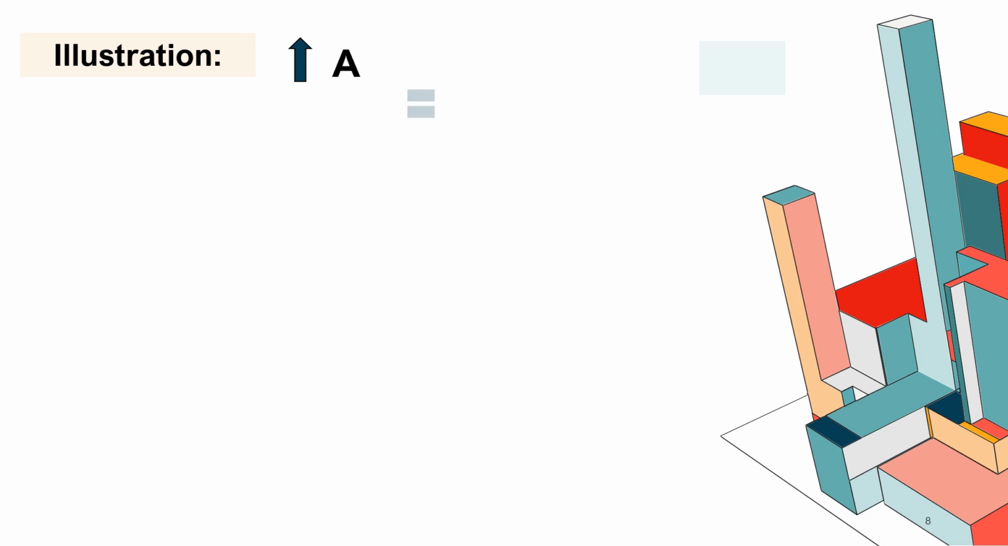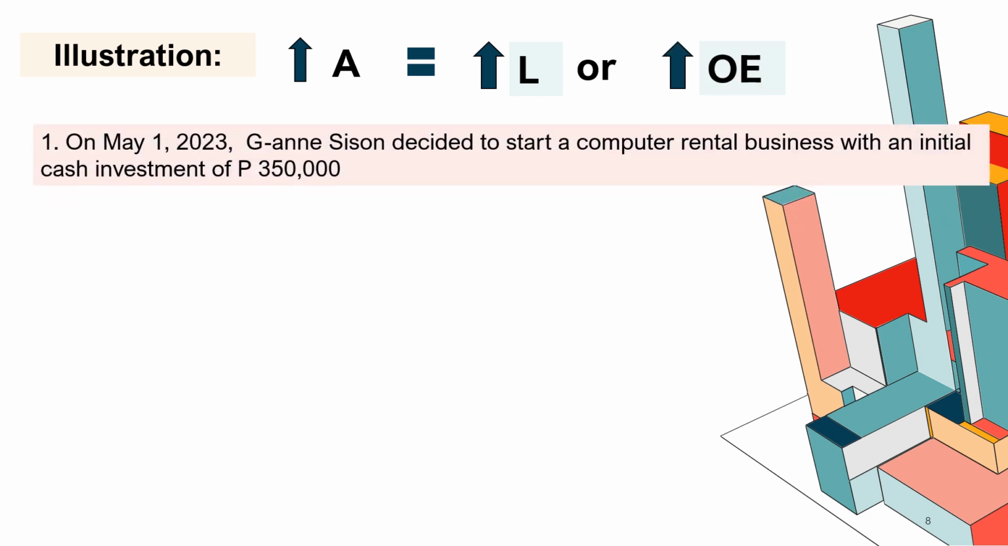Okay, so let's start with increase in assets equals increase in liabilities or an increase in owner's equity. Let's have here number 1 transaction. On May 1, 2023, G and Season decided to start a computer rental business with an initial cash investment of 350,000. So again, let's use the accounting equation. Assets equals liabilities plus owner's equity.